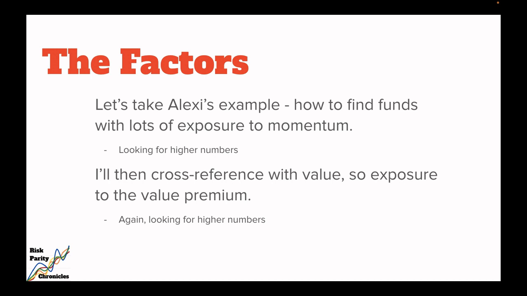Okay, so let's take Alexi's example in the question. He was trying to show how to find funds that have a lot of exposure to momentum. So we're going to look for higher numbers for MOM, which is the expression of that. And then I'm going to cross-reference with value, so I want to look for things that have higher exposure to the value premium. I'll add to what Alexi did and use a real-world example that would show how I would find a value fund with a lot of momentum.